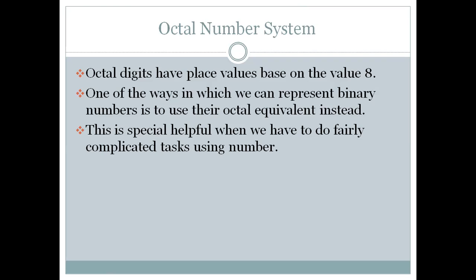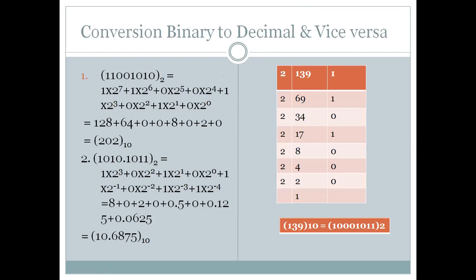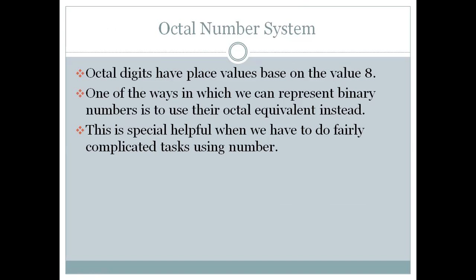This is especially helpful when we have to do fairly complicated tasks using numbers. That means if we have to convert octal to binary, or binary to octal, we have to take pairs of 3 bits, and also we can see that 2 raised to the power 3 is equal to 8. That means if we take a group of 3, we can directly get the octal digit, converting binary to octal.